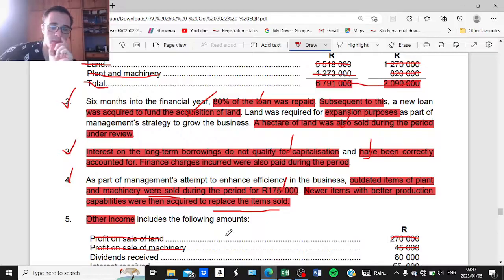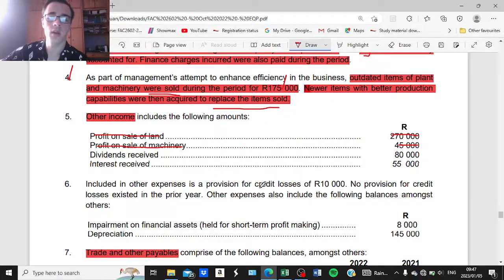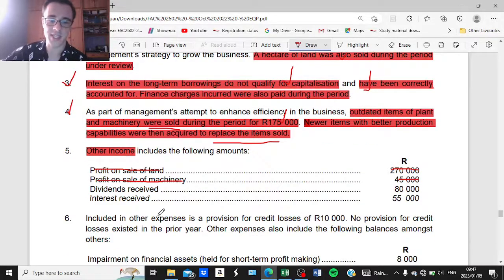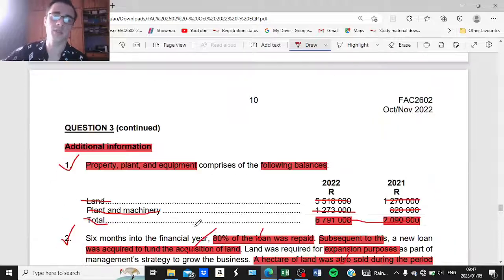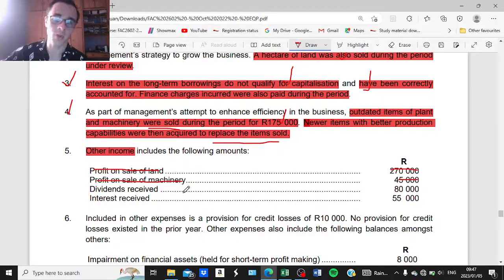Let's proceed to additional information point 5, which says the following. Other income includes the following amounts. We have already considered the profits, the first one being on the sale of land, as well as on the sale of machinery. Those are non-cash flow items that we have already considered in determining the correct cash flows for those two items. And then we have dividends received, right? And once again, in the absence of any further information, we can assume that this was the actual cash flow that occurred in terms of dividends received.